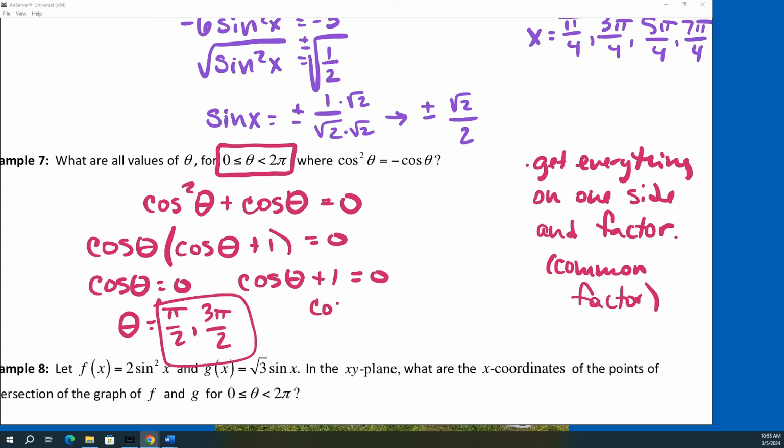All right, and then this other one, I just need to move that 1 over. And we're looking for all of the angles that the x-coordinate is -1. And those are your answers. So those are the three angles that you could plug in and square and do negative cosine, and you would get the same thing on both sides of the equation.